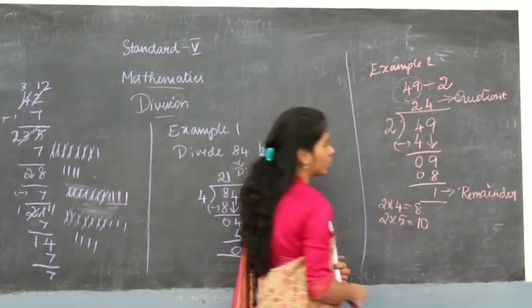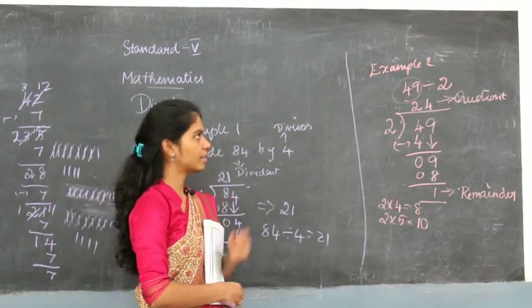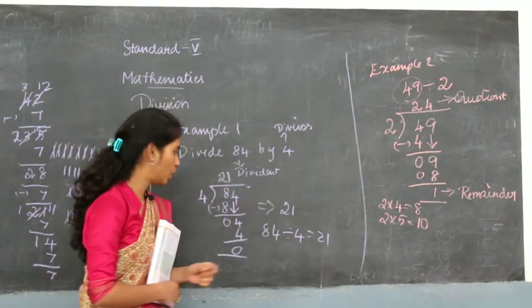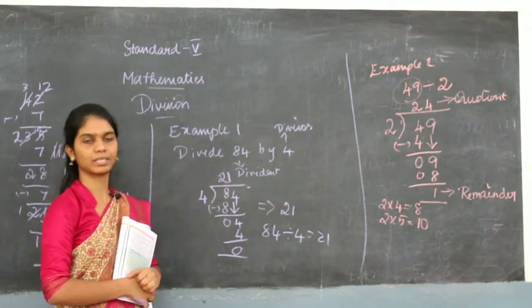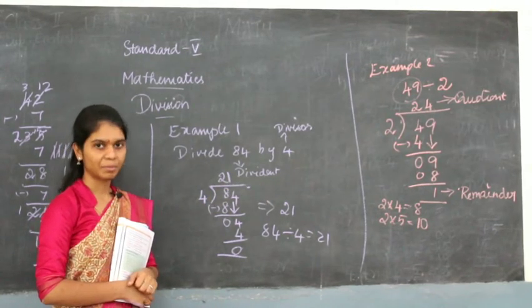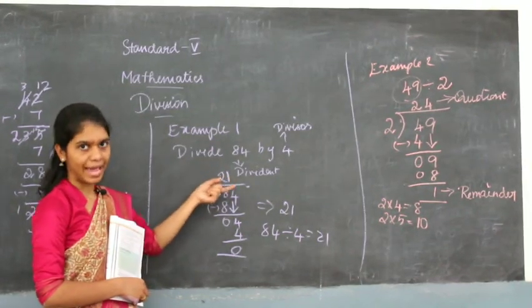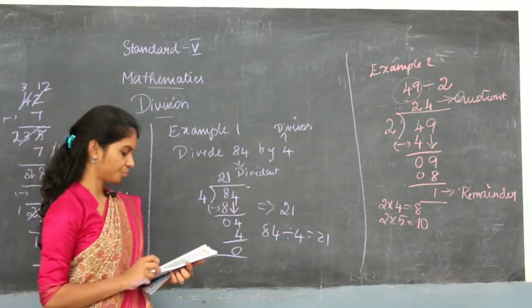And whenever you are doing a division sum, what you have to consider is the quotient first. Quotient will be your answer because you will get remainder as 0 sometimes. Sometimes you may get some other number. Okay, but remember that quotient is your answer always. Okay, so example 2 is finished.